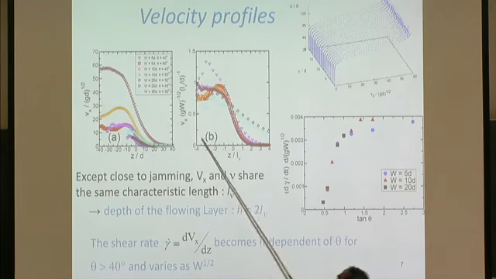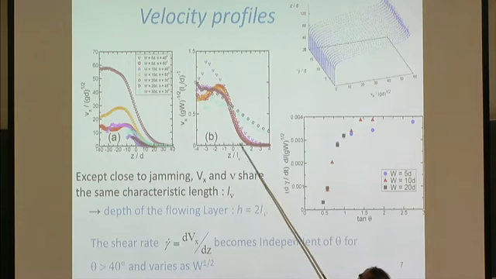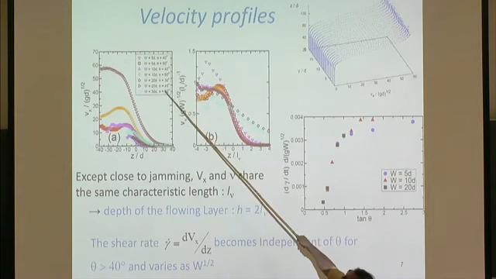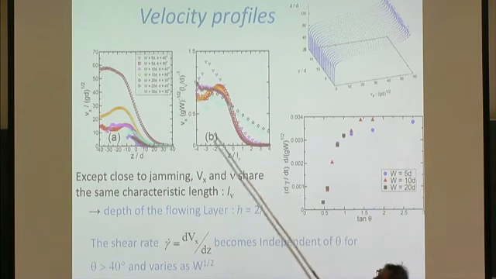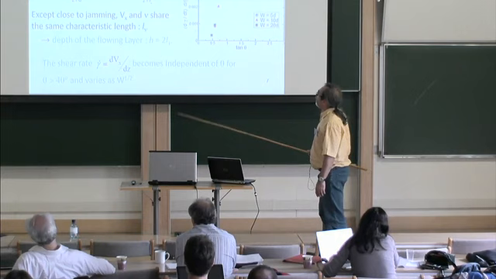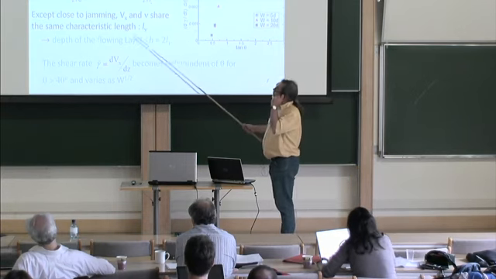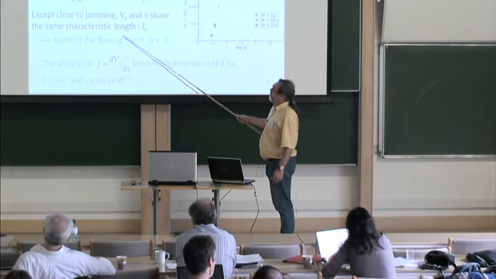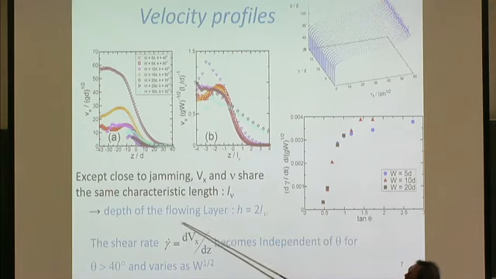And if you plot by rescaling by the same length L nu, the same as for the packing fraction, the curves collapse except for the angles which are small, like 30 degrees, which corresponds to situations where you are nearly jammed. It only begins to flow. So the packing fraction and the velocity share the same characteristic length, and we can define the depth of the flowing layer as 2 times this characteristic length.